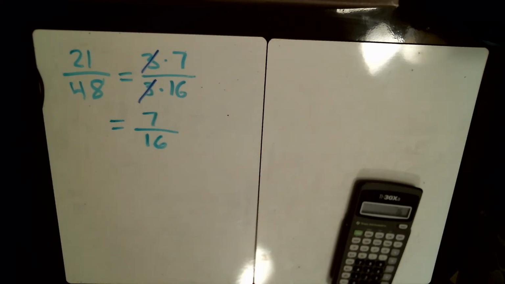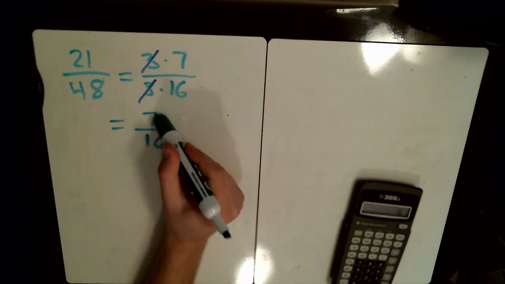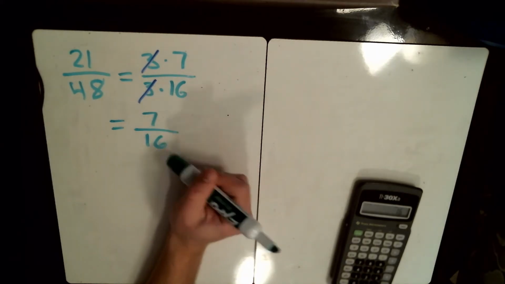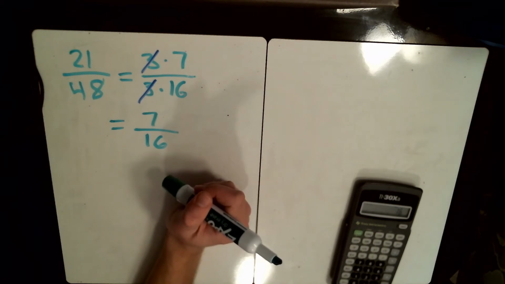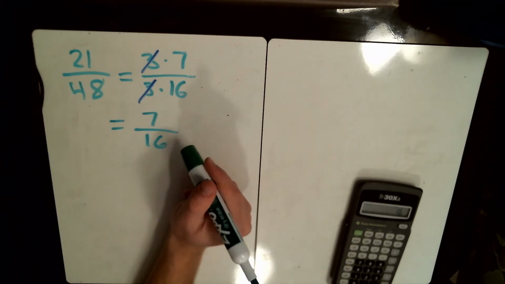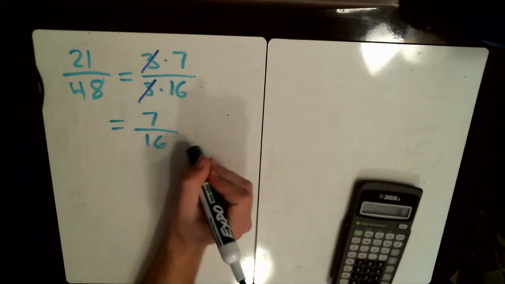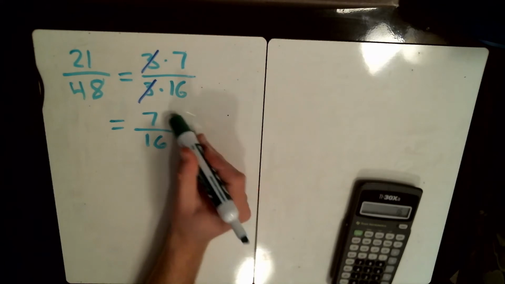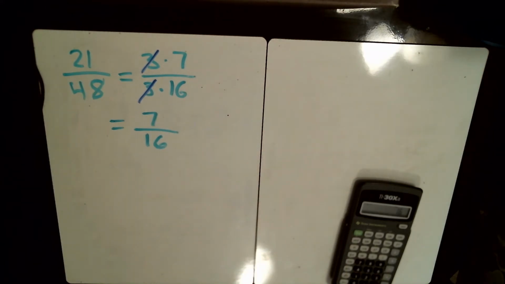Now, we could ask, can we simplify this any more? Well, does anything go into 7? Not really, just 1 and 7, right? Does anything go into 16? Well, like 2 goes into 16, 8 does, and 4 does, right? But none of those things also go into 7. So that means we're done. This is as simple as it can go.